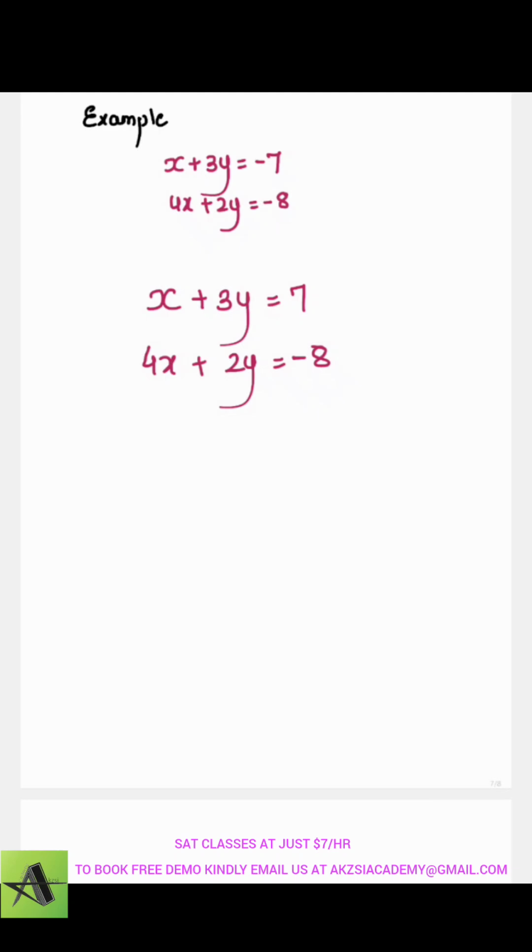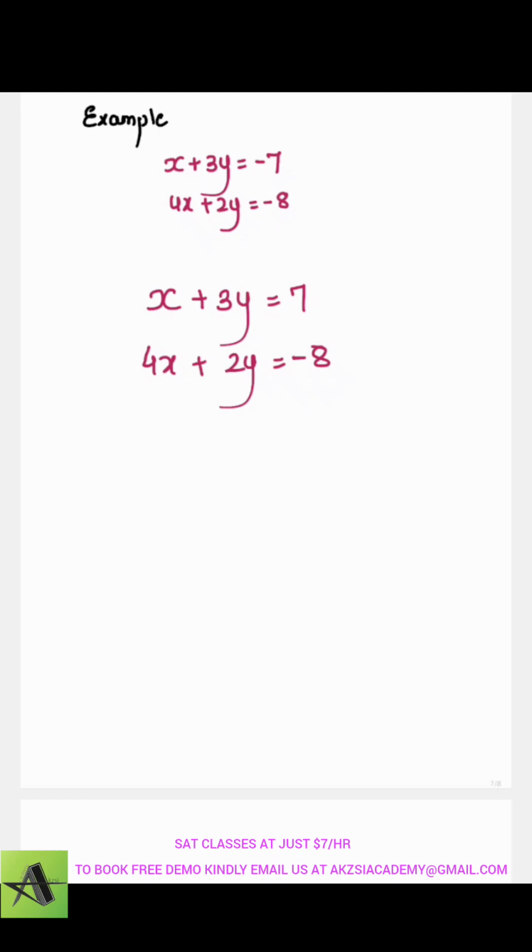In order to eliminate x, we have to make the coefficient of x the same. I'm just repeating, if you have decided that you are going to eliminate x, then you have to make the coefficient of x the same. Here, the coefficient of x in equation 2 is 4, and the coefficient of x in equation 1 is 1. Coefficient means the number written with the variable. So the number written with x in the second case is 4 and in the first case is 1, and I need to make them the same.